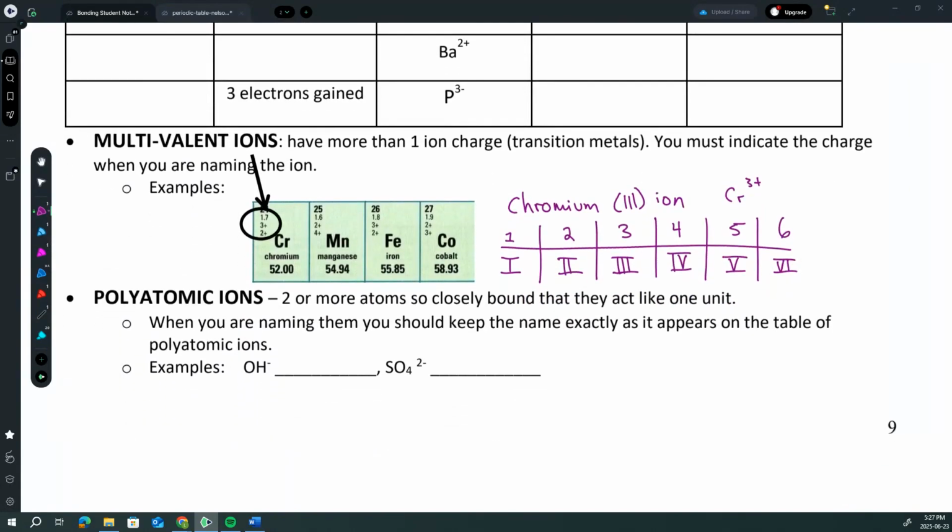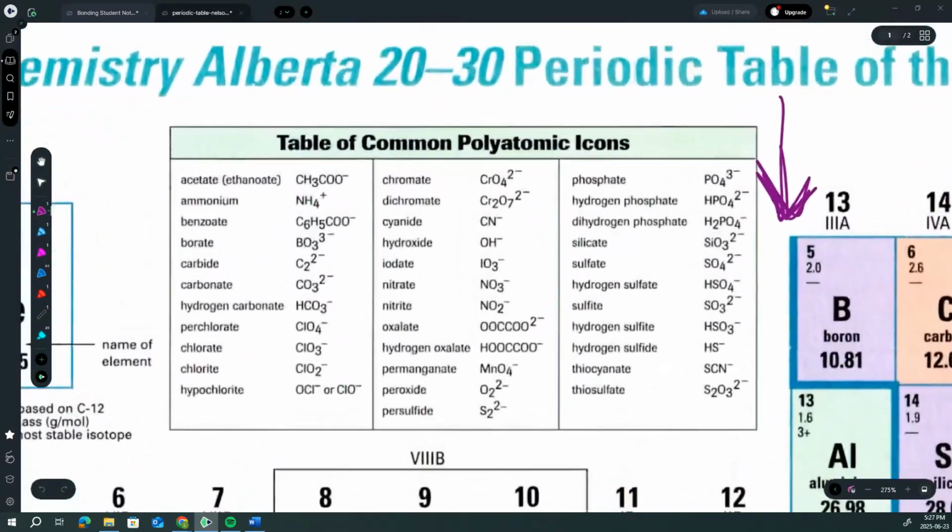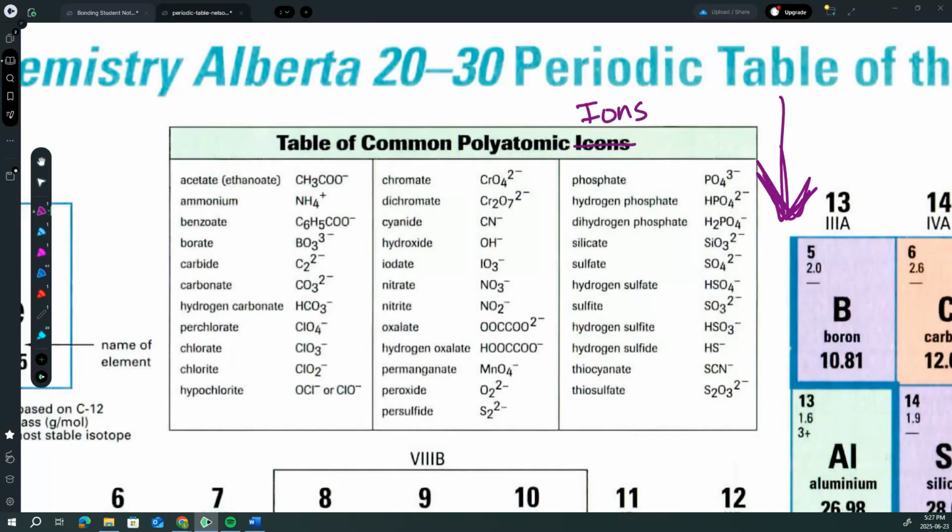Okay, for polyatomic ions, what they are is 2 or more atoms so closely bound that they're going to act like one unit. So when you're naming them, you should keep the name exactly as it appears on the table of polyatomic ions. So if we look at our table of common polyatomic ions, they're saying here that the names you see for these polyatomic ions, do not change them when you're trying to name a compound.